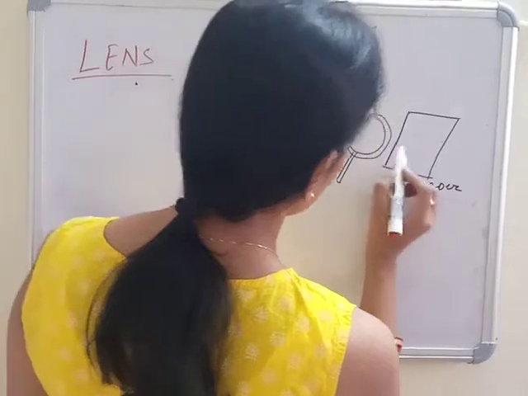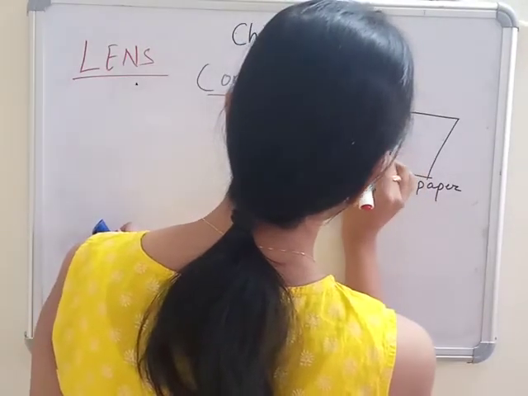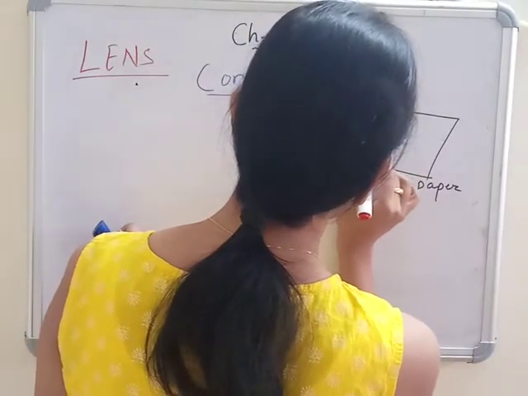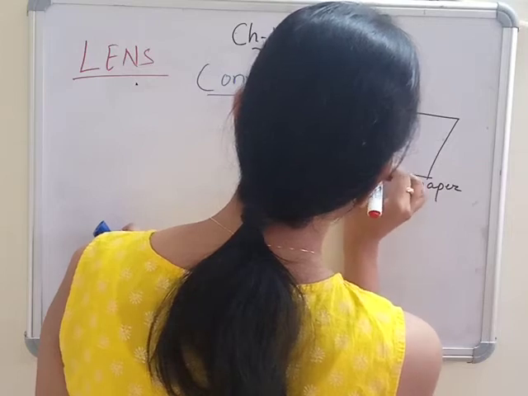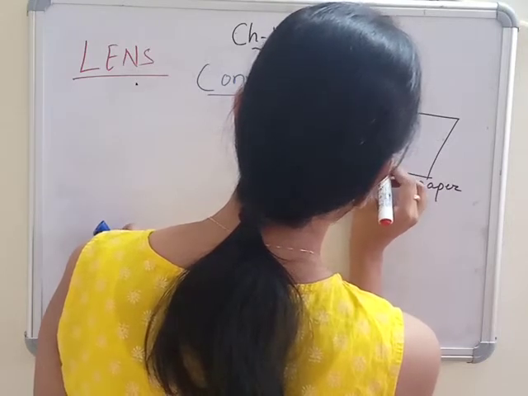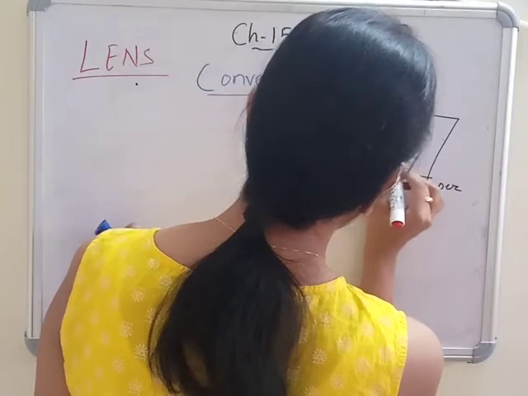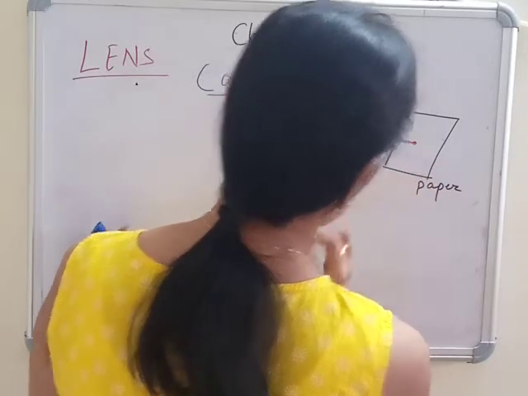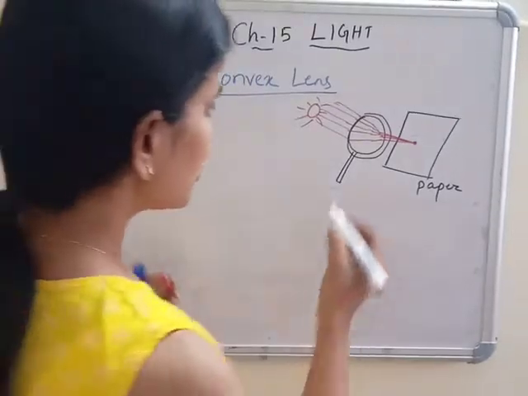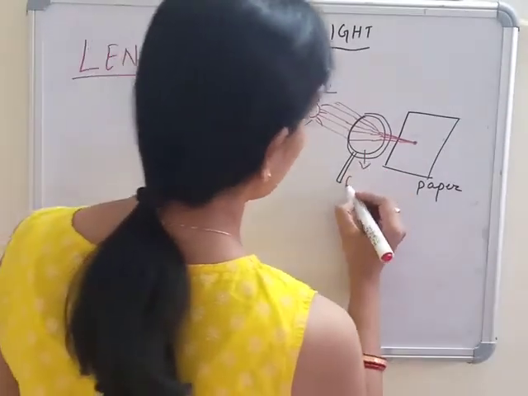So what happened, you know? The sun rays are going to pass through this, and they are going to focus at a single point on the paper. So this is actually what a magnifying glass is, your convex lens.